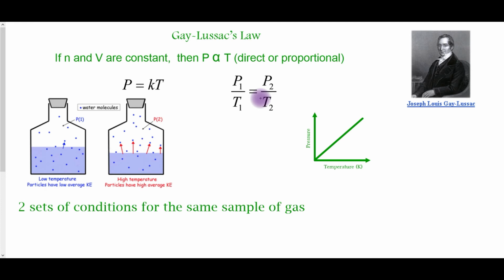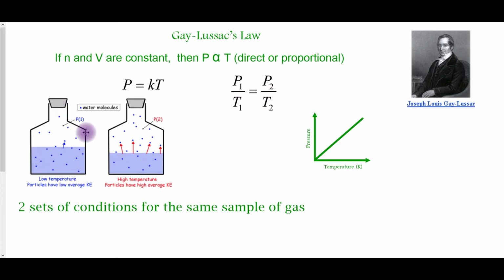Gay-Lussac's law is keeping the number of moles constant and the volume constant, looking at the relationship between pressure and temperature. This is a direct relationship. If I increase temperature, the pressure will increase. The graph of temperature versus pressure shows this direct relationship. Comparing two sets of conditions for the same sample, put the pressure of initial over the temperature of the initial, equal to the pressure of final over the temperature of the final.